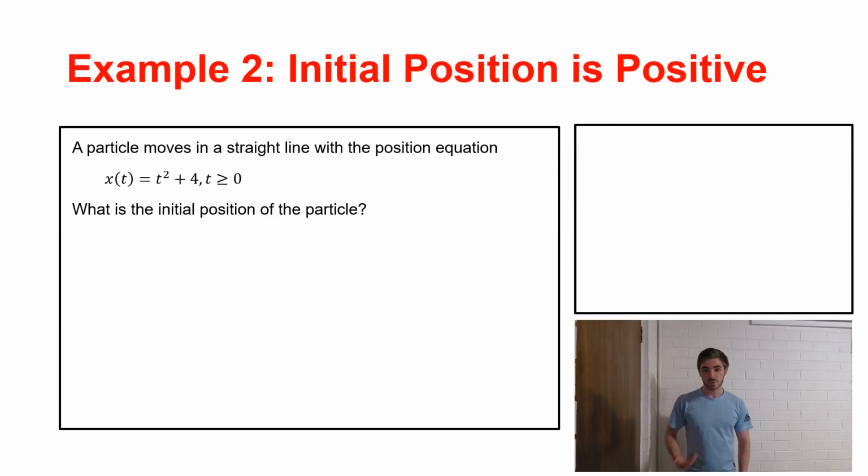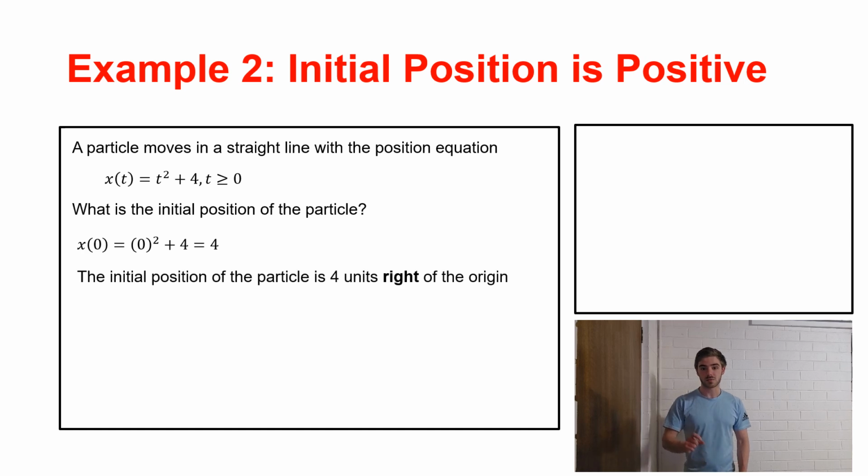If your position is positive, then it means that your particle is located to the right of the origin. In this case, if we sub in t equals 0, we can see that our initial position is going to be 4 meters to the right of the origin. If we were to plot the actual path of the particle, it would look something like this.